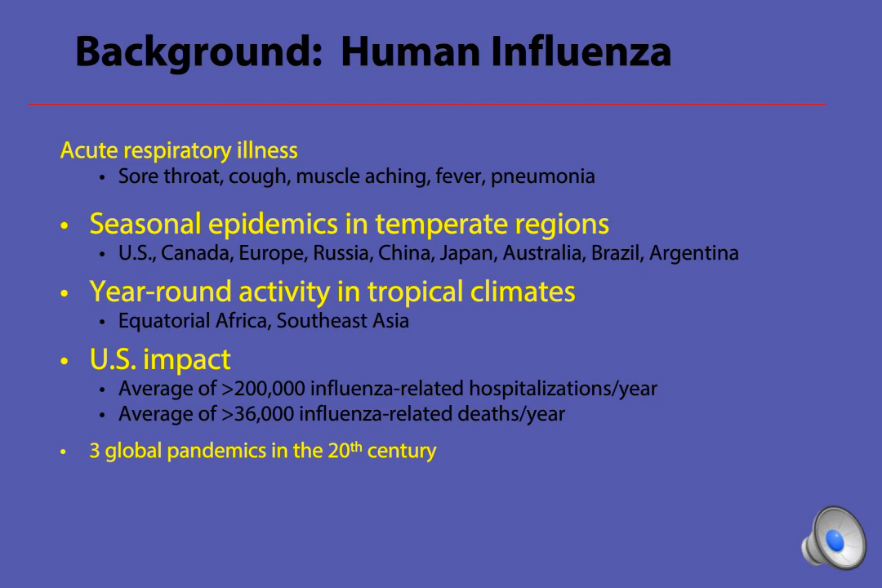And just to review very briefly, influenza is an acute respiratory illness which starts with sore throat, cough, muscle aching, fever, and leads to pneumonia and other severe complications. And there are seasonal epidemics in temperate regions, and there's year-round activity in tropical climates. In fact, it's the southern hemisphere seasonal epidemics that give us a clue about which influenza strain is going to affect us in the following year. So we base our vaccination every year on what was circulating in the southern hemisphere during their winter.